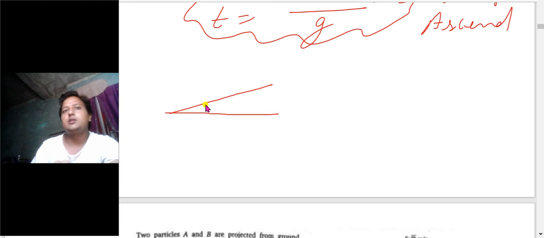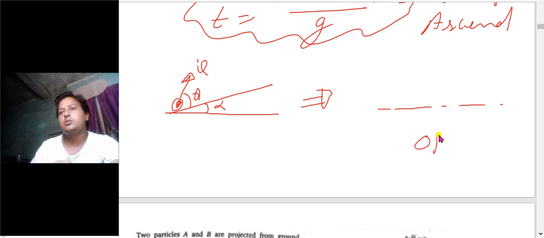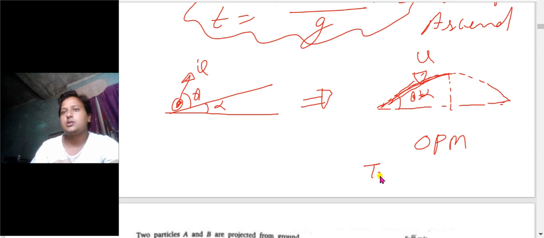We have an inclined plane with angle alpha, and a projectile projected with angle theta. This is similar to an oblique projectile motion projected with a speed u at an angle theta plus alpha. So the body goes like this, and this is the ascent. Here the time of ascent is what? u sin(theta plus alpha) over g.